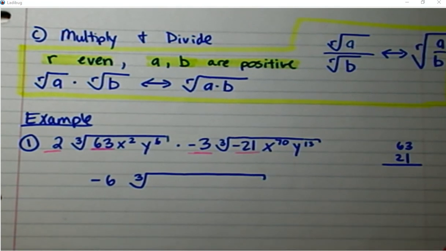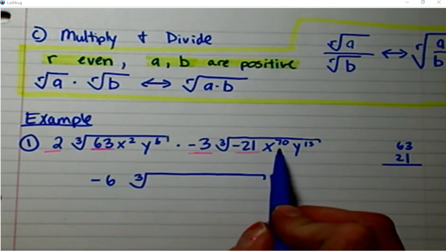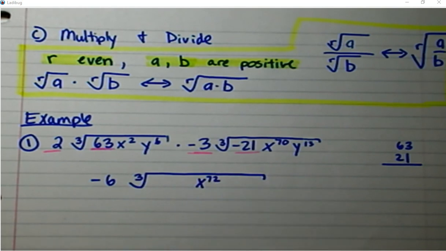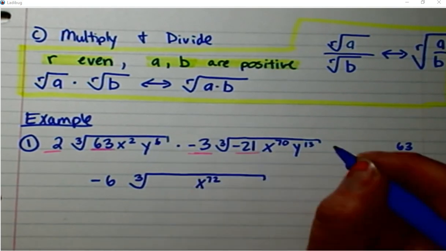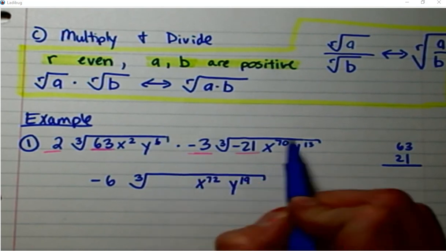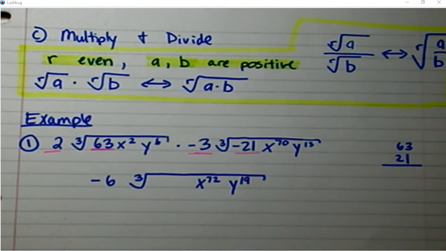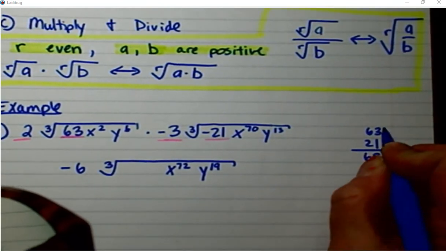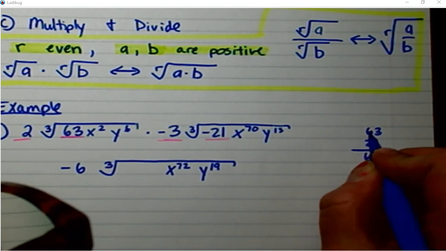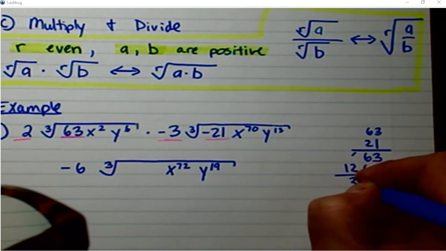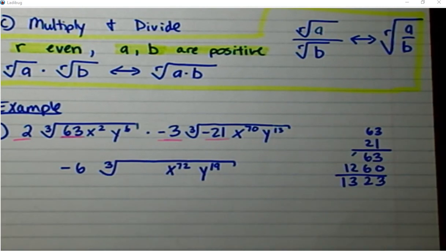All right, that's kind of long, so I'm going to hold off on that. x squared and x to the 70, so that's x to the 72 for adding. And this is y to the 6th and y to the 13, so that's y to the 19, because 6 plus 13 is 19. All right, so now let's do some multiplication over here. Okay, so I get 1323.